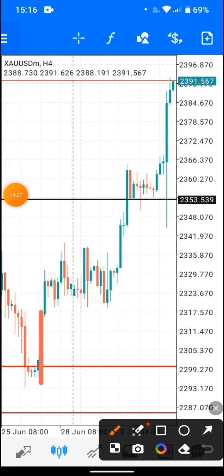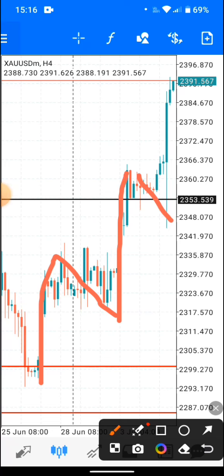The buyers came in and pushed the price up, the sellers pushed the price down a little. The buyers came in again, pushed the price up. The sellers came in, pushed the price down a little. Now the buyers have pushed the price. What are you expecting now? We are expecting another higher low again, higher high again, and the market moves to the upside.